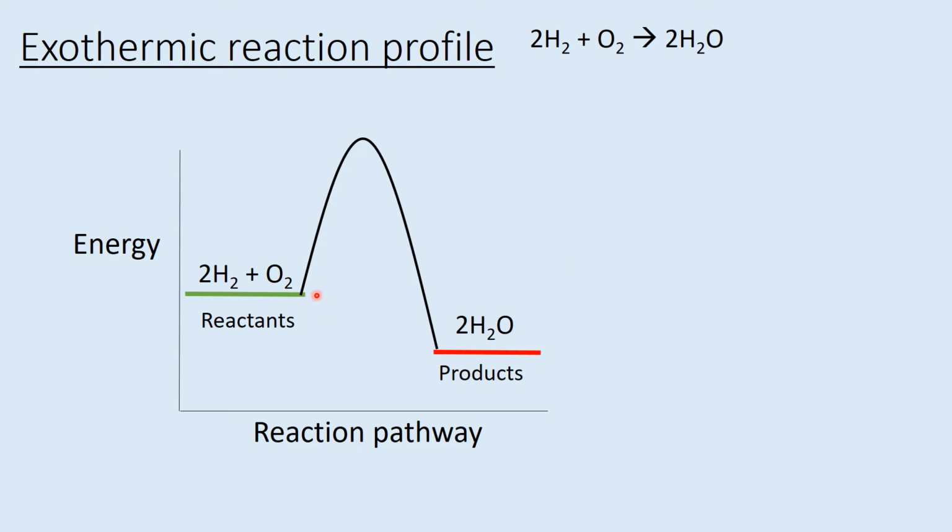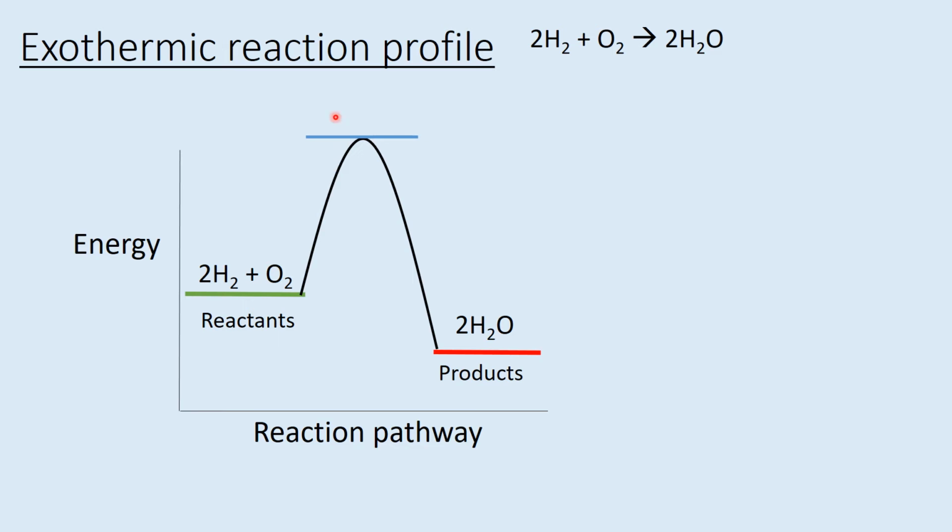Right, so then we get a graph that looks a bit like this. So it's not just a straight line here. Now, the reason we get this is because in order for these two things to react together, you have to break the bonds between the hydrogen atoms and break the bonds between the oxygen atoms. And that requires energy. So this energy here is the energy required to break the bonds.